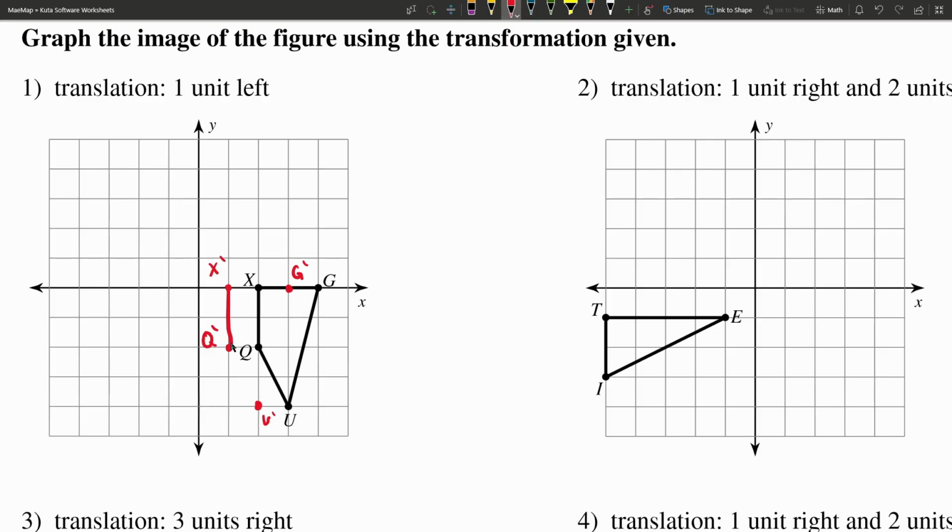So graphing all these vertices, drawing the edges, connecting just as before, x is connected with q, so x prime will get connected with q prime. X was connected with g, so x prime will be connected with g prime. G was connected with u, so g prime will be connected with u prime. If you have this printed out, I recommend using a straight edge just to get those crisp, clean, straight lines. And then q is connected to u, so we're going to connect q prime to u prime. And there we have it. Our figure shifted 1 unit to the left. Let's move on to number two.